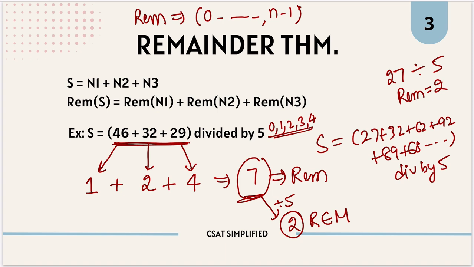Correct? Easy. Rather than adding all these numbers and then dividing by 5, what did we do? We calculated the individual remainders, found the sum of all the remainders, and since it was greater than 5, we divided it again by 5 and were left with a remainder of 2. Correct? Easy. Now moving on. Remember this part, how we can calculate the remainder of sums.